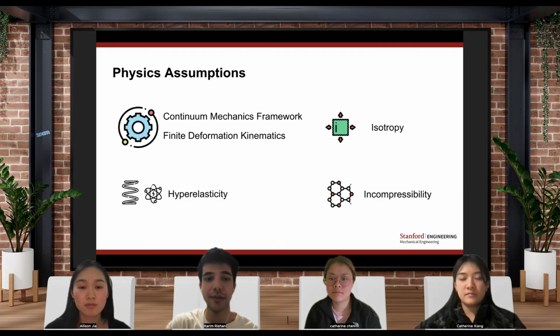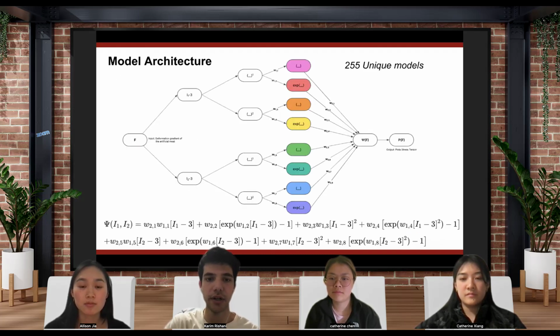We are assuming a continuum mechanics framework and finite deformation kinematics approach. The meats are assumed to be hyperelastic, isotropic, and incompressible. As for our model architecture, we only use the I1 and I2 invariants since we assumed isotropy. The polynomial terms and exponential terms allow us to capture a wide range of material behavior. Thanks to these 8 terms, we can get up to 255 unique models.